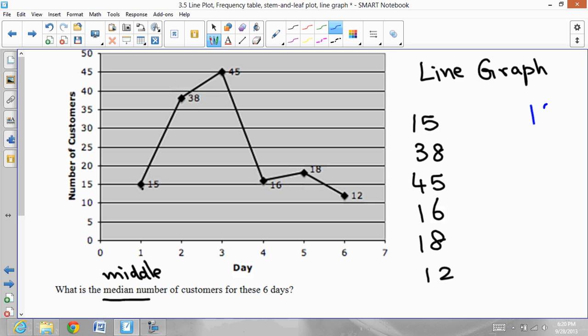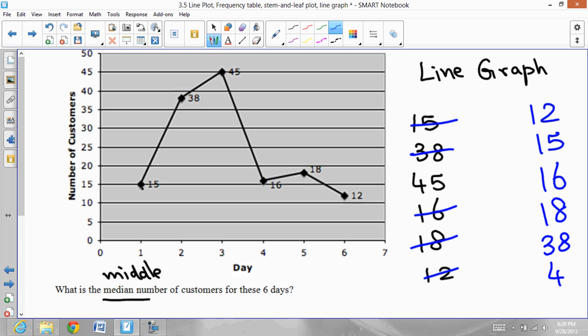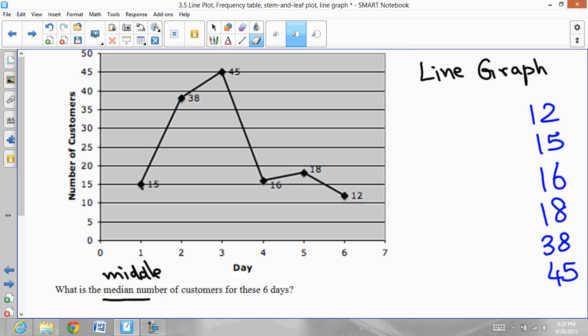So the smallest number is 12. The next smallest number is 15. The next number is 16. And the next number in order is 18. And then comes 38. And then comes 45. So please make sure that you rearrange the numbers to go in order from least to greatest.